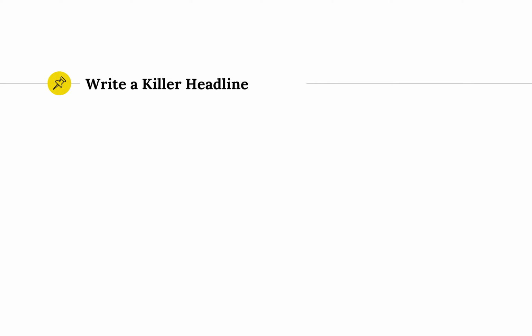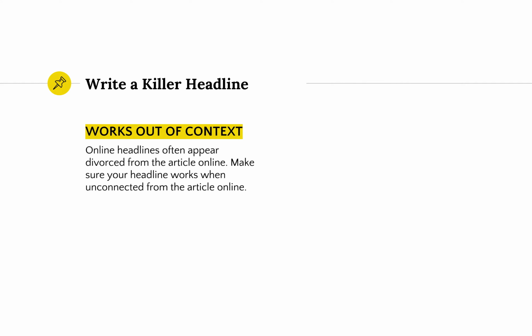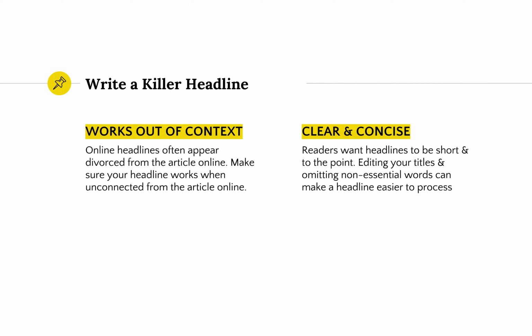Here are 4 things you need to be thinking about when writing a headline. Number 1, your headline should work out of context. Online headlines often appear divorced from the article online. Make sure your headline works when unconnected from the article. Number 2, make sure your headline is clear and concise. Readers want headlines to be short and to the point. Editing your titles and omitting non-essential words can make a headline easier to process.